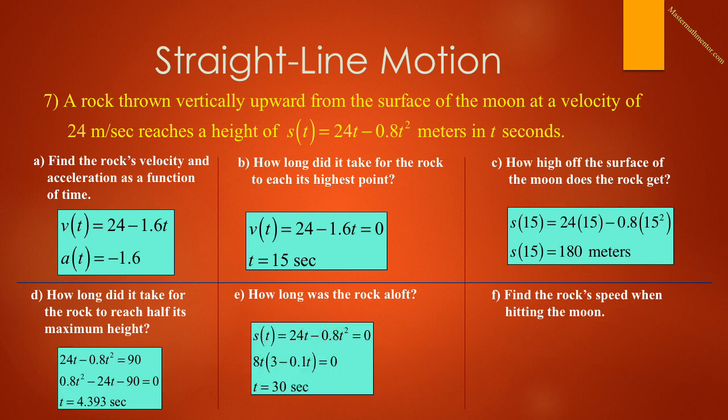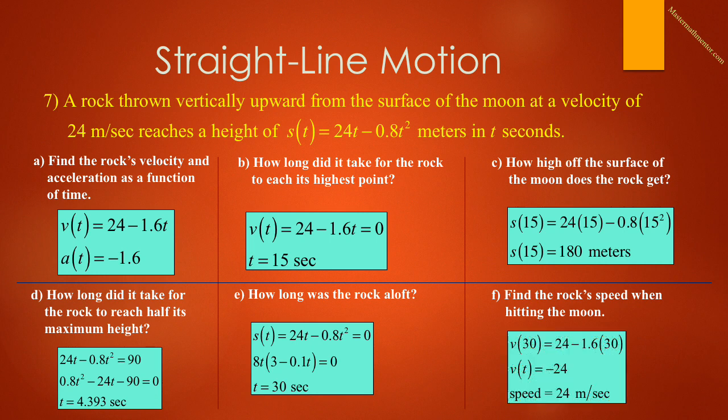D asks how long did it take for the rock to reach half its maximum height? Be careful, the answer is not half of 15 or 7.5. We take 24t minus 0.8t squared and set it equal to 90. 0.8t squared minus 24t plus 90 is equal to 0, and either by the quadratic formula or using your calculator you get t is equal to 4.393 seconds. At first, the rock is going much faster and therefore reaches its maximum height relatively quickly. It slows down because of gravity.